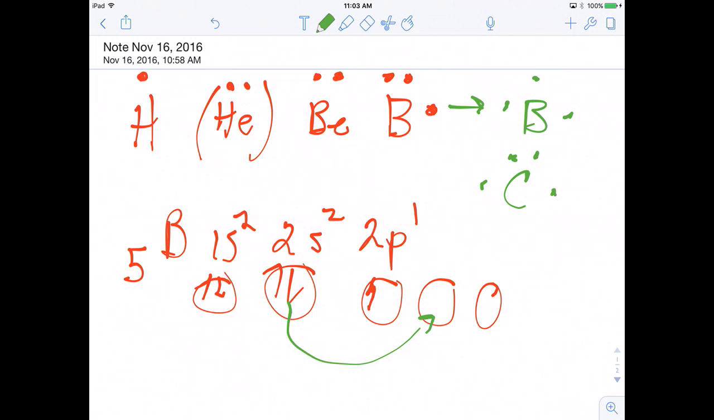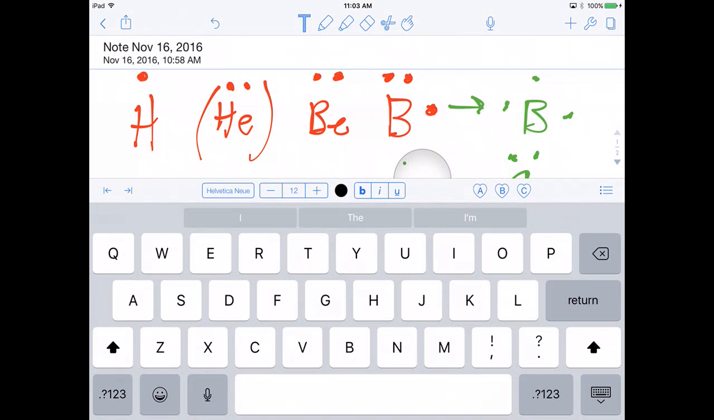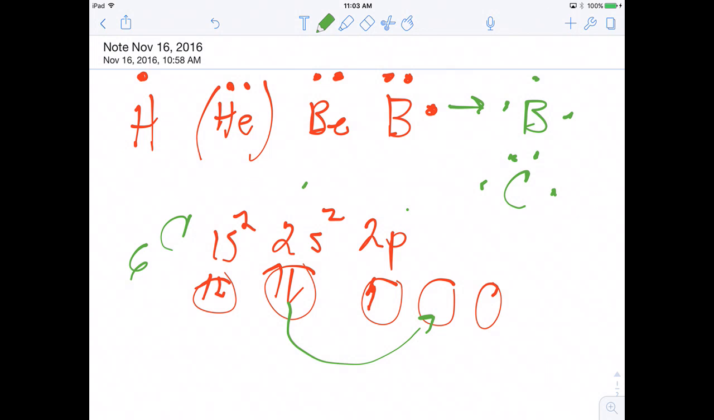However, let's change this configuration just slightly. All right, this is carbon. There's 6 electrons in the ground state. And all I'm going to do to this configuration is just put an extra electron in here. It's a 2p2, and I'll put 1 right here.